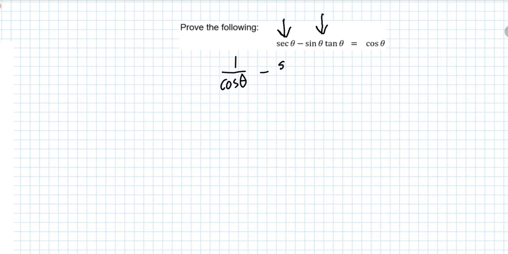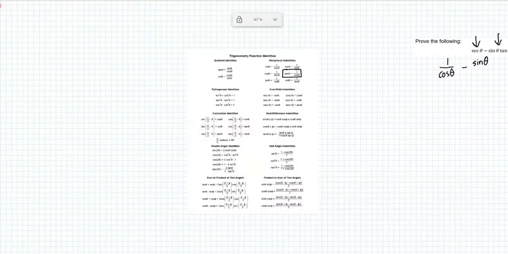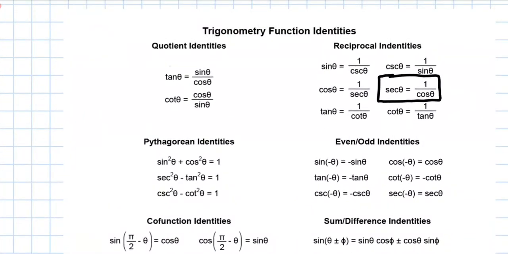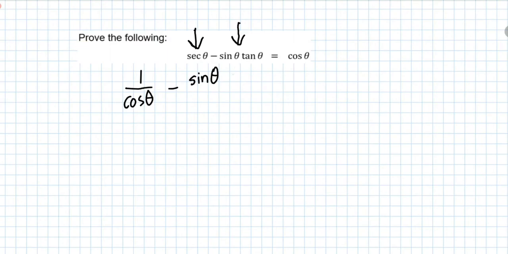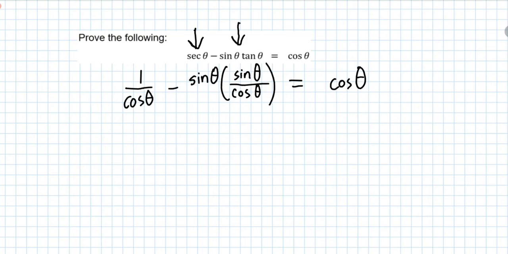Very good. Next term, we have negative sine theta, tan theta. Okay, well, sine theta is okay to keep according to our strategy, but tan theta, we need to see what we can replace it with. So we'll go to our trig identity sheet. See that tan theta is equal to sine theta over cosine theta. So we'll make that substitution. Sine theta over cosine theta. Okay, and that's all equal to the right side, which is cosine theta.